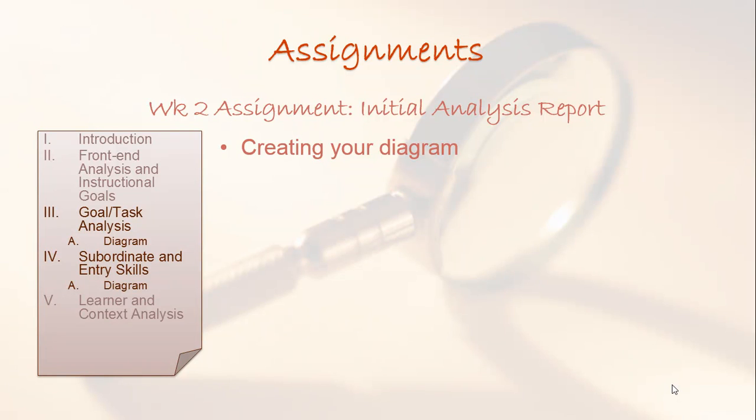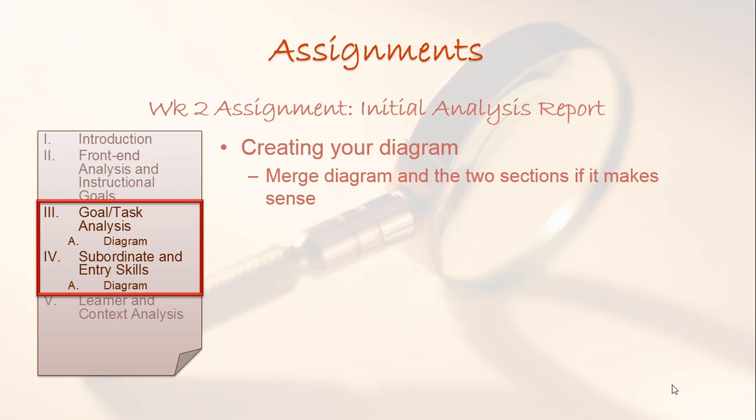These are some recommendations for creating your goal analysis and subordinate and entry skills diagrams. Merge your diagrams and the two sections if it makes sense, if you think it's possible and feasible. Follow diagramming conventions. The book is very clear on how you're supposed to draw the boxes, what types of boxes, what types of geometric figures, depending on what you want to communicate in your diagram, where the arrows go, which is the direction of the arrows, and so on and so forth.